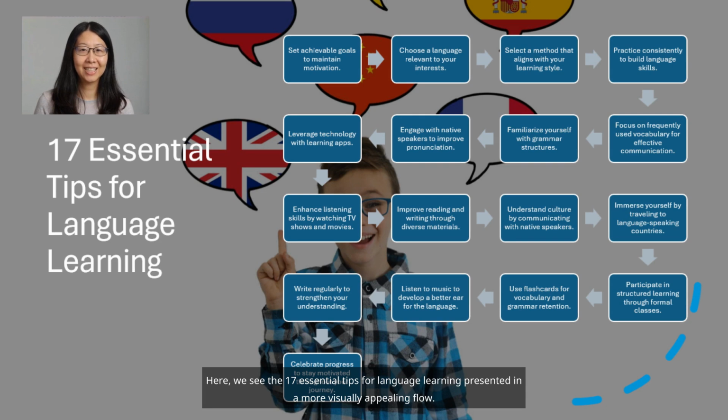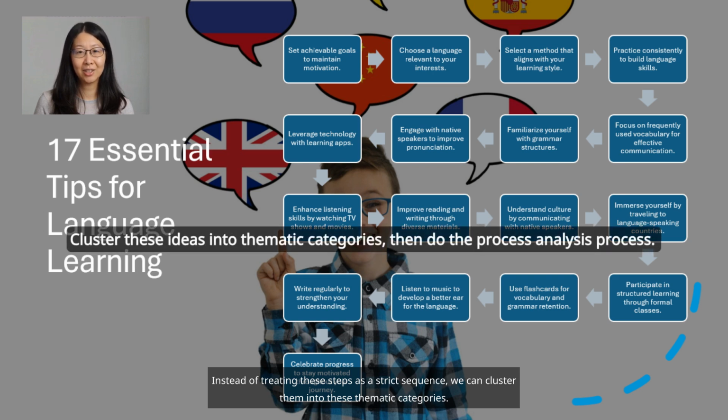Here, we see the 17 essential tips for language learning presented in a more visually appealing flow. This structure improves clarity by connecting related ideas and showing progression. However, while it's an improvement over a plain list, this linear format still makes it challenging to group ideas into categories for a well-organized essay. Instead of treating these steps as a strict sequence, we can cluster them into these thematic categories. This will help streamline your essay and make it easier for readers to follow. Later in this session, we'll practice breaking these tips into broader themes and structuring them into a process analysis.